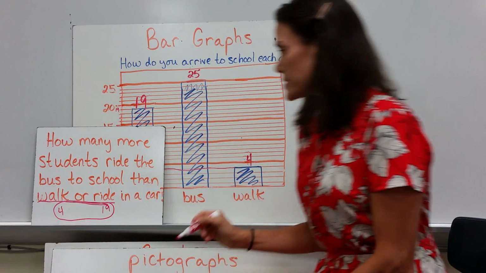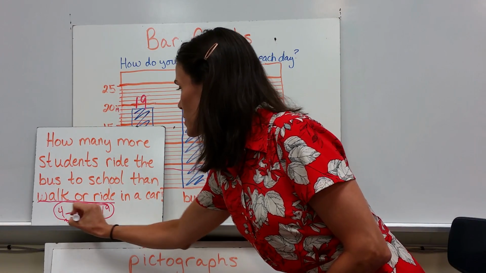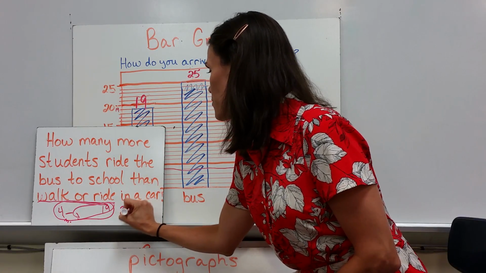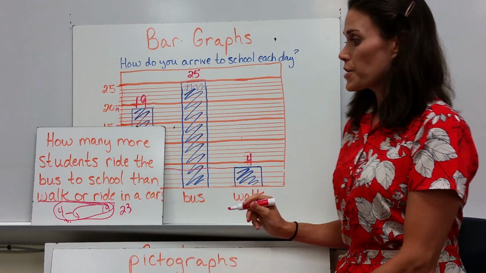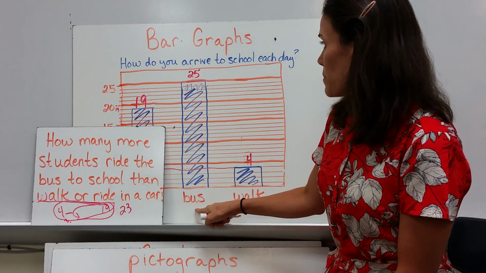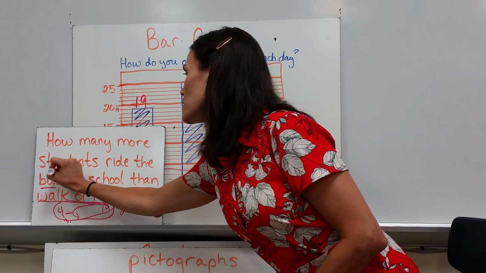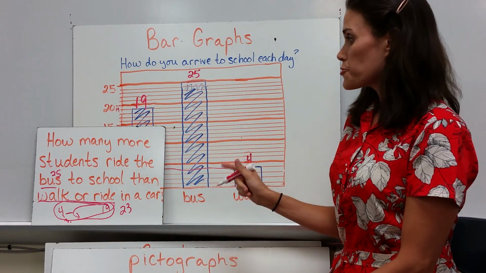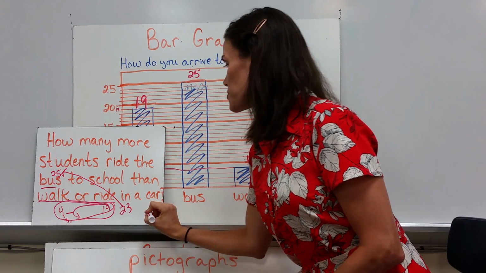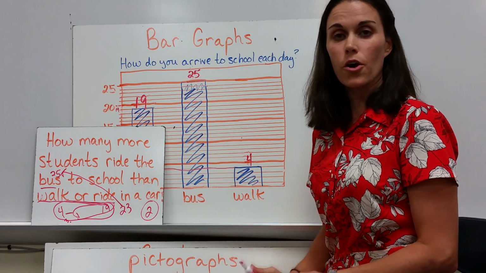All right, and 19 plus 4, if I'm going to add that, I'm going to think of this as a 1 and a 3. The 1 and the 19 can be 20, plus 3 more is 23. So we know 23 kids either walked or rode in a car to school. The bus is easy to see. 25 kids rode the bus to school. So how many more students rode the bus than rode in a car or walked? 2. 2 more students rode the bus than in the car or walked to school.